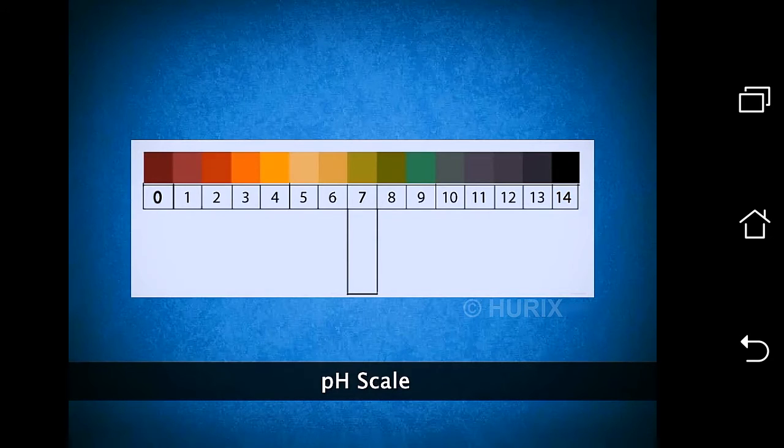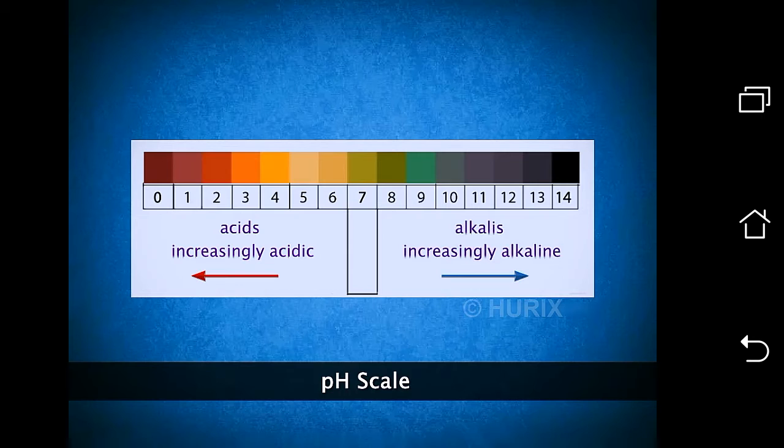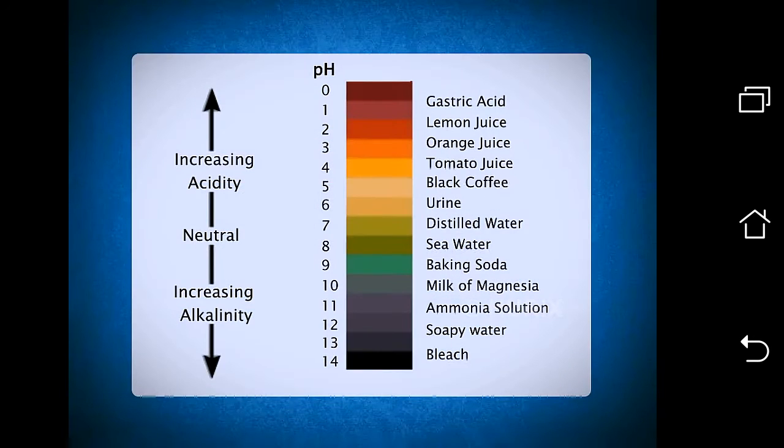pH equals 0 represents a very acidic condition. pH equaling 14 represents a very alkaline solution. The pH value of a neutral solution is 7. The pH values of various substances are shown here.